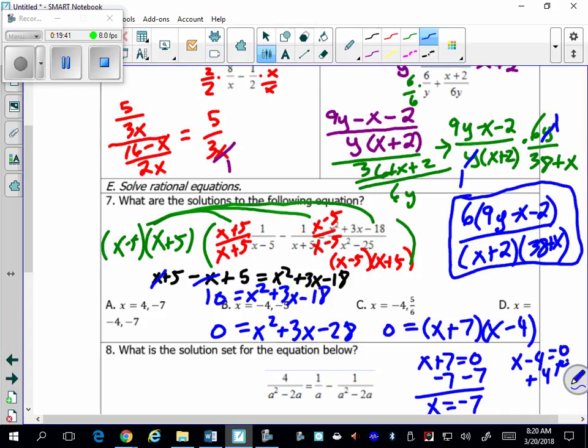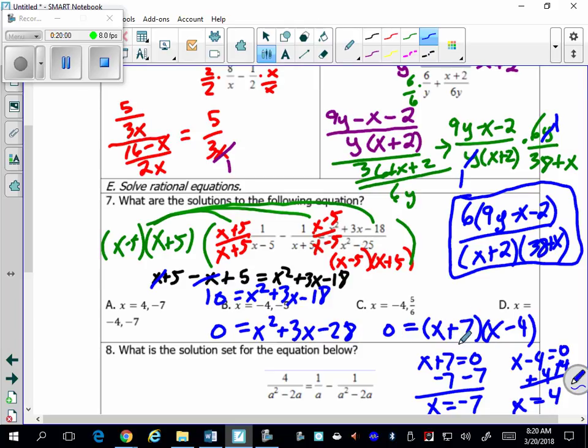And so if you substitute 4, let's say, into this here, you get 4 minus 4 is 0. And 0 times 11 is 0. And the same thing with negative 7. Negative 7 plus 7 is 0. Negative 7 minus 4 is negative 11. 0 times negative 11 is still 0. So that's good.